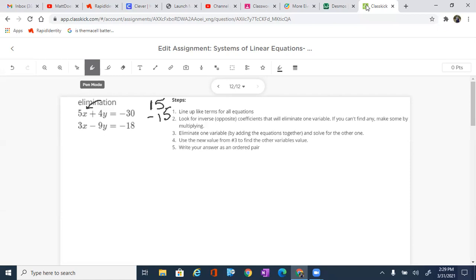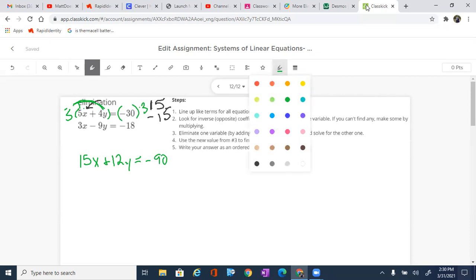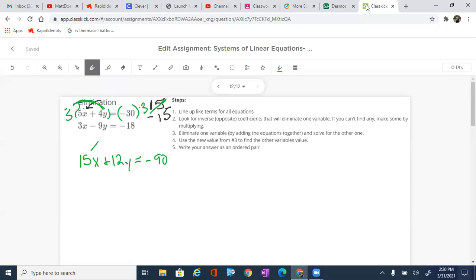In order to do this, I'm going to start with the first equation. I'm going to go ahead and multiply everything in the first equation by 3. And when I do that, I have to distribute that 3 into both places. So 3 times 5 is 15x. 3 times 4 is 12y. And then I'm going to multiply by 3 in this case, which will give me negative 90. Now, if you'll notice, what I've done is I've gone ahead and gotten my 15, because I've got a 15 that shows up right there.